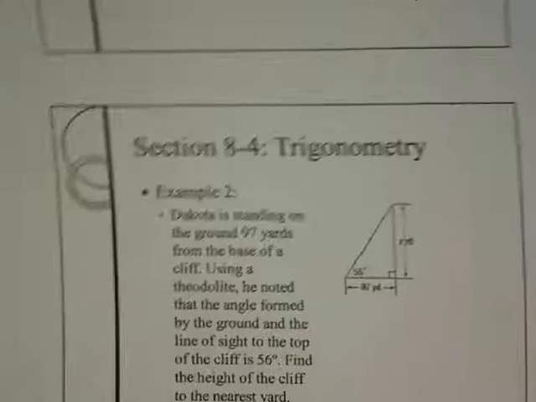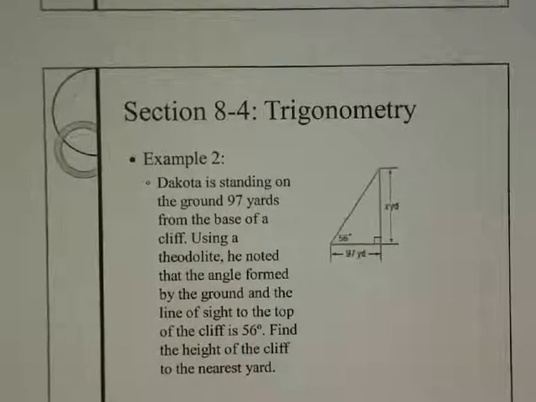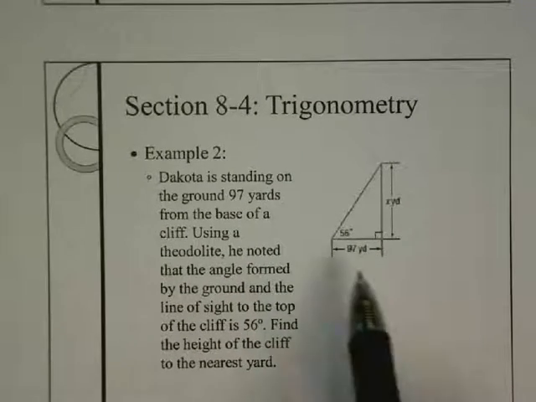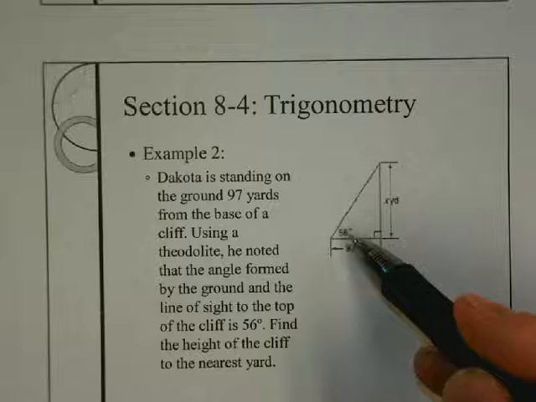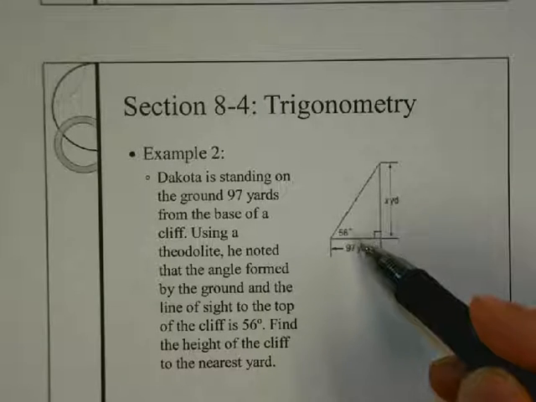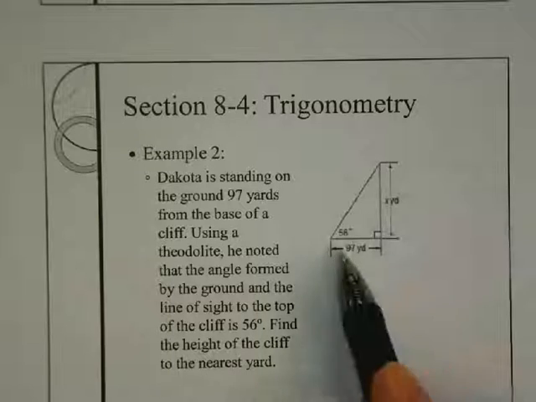Okay, so example 2. Dakota is standing on the ground 97 yards from the base of a cliff using his theodolite. He knows the angle formed by the ground line of sight to the top of the cliff is 56 degrees. Find the height of the cliff to the nearest yard. So here's your angle. We're looking for that.